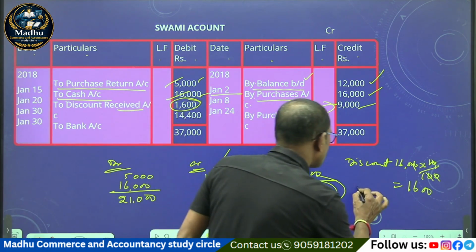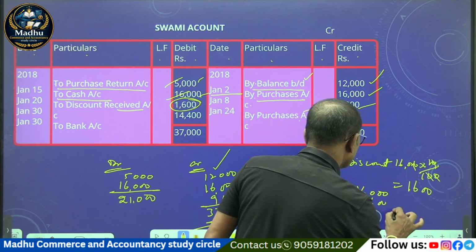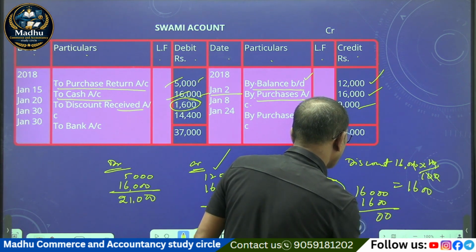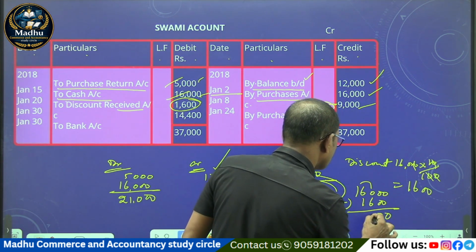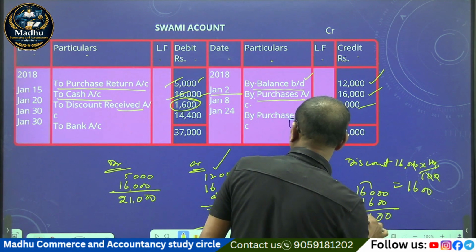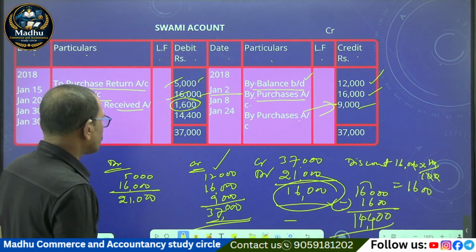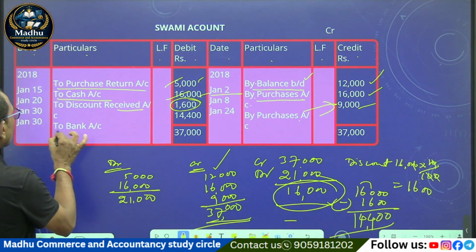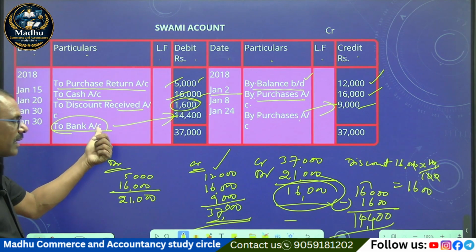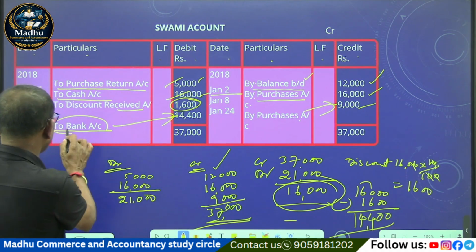And what is the balance here? 16,000 minus 1600. So what will come? 10 minus 6, 4, and 5 minus 1, 4, and 1. So 14,400 is the remaining balance. This 14,400 we have to settle, and we write the word bank here, 14,400. Why should we write bank here? Because settled with check is given. That's why we write to bank.